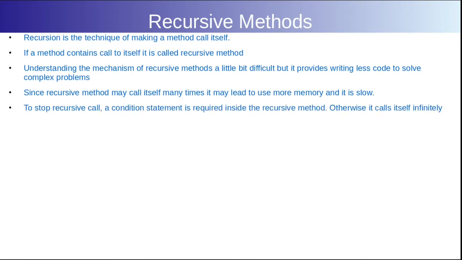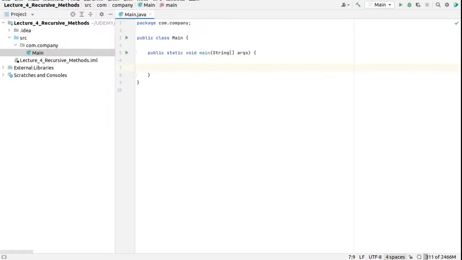To stop the recursive call, a condition statement is required inside the recursive method. Otherwise, it calls itself infinitely. Let's go to the code and see. Let's develop a recursive factorial method that takes an integer as a parameter and returns the result.